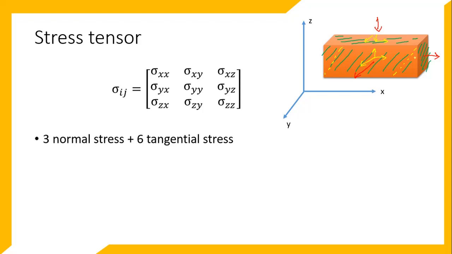Therefore, I have three types of normal stresses, that is the stress which is given: stress on the x surface in the x direction, stress on the y surface in the y direction, stress on the z surface in the z direction, and also six different tangential stresses, that is the stress on the x surface in the y direction.